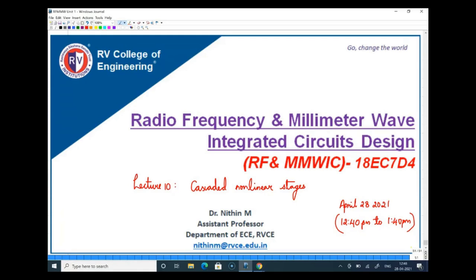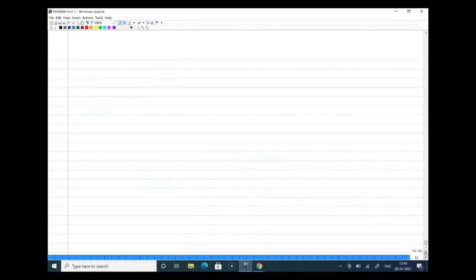So in today's class we are specifically looking at the intermodulation performance metric IP3. How IP3 will be calculated in cascaded nonlinear stages. I hope you are getting the plot of why we are doing this: cascaded nonlinear stages.